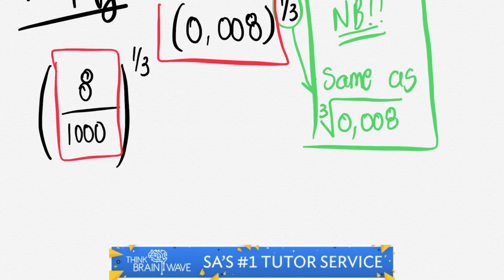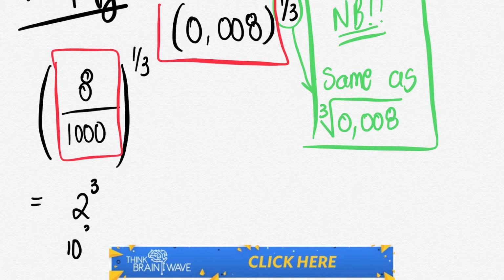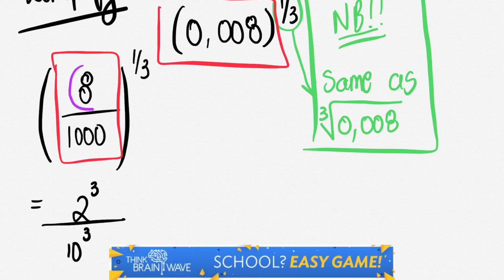This is just to reiterate, you've got 8 over 1,000 is 0.008. We say 8 is equal to 2 to the power of 3. And then 1,000 is 10 to the power of 3. And I'll show you now how to work that out.